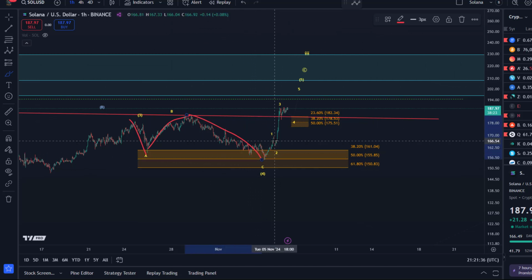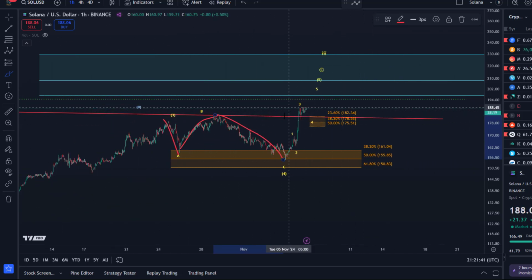The price then rallied into resistance. We had here the structural trend line, broke above it, and we now seem to be holding above that trend line, which is the trend line of the larger range.